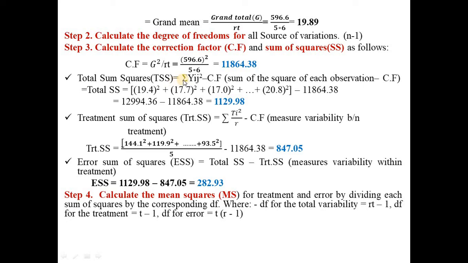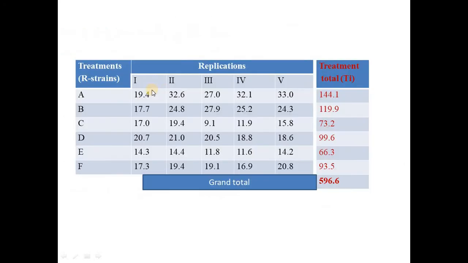After we have obtained the correction factor, we continue to estimate the total sum of squares, TSS. In order to obtain this value, we have to square all observations and sum them, and then subtract the correction factor, and we will obtain this value. For example, starting from 19.4 here, we square all observations from this up to this value, and sum all their squared values.